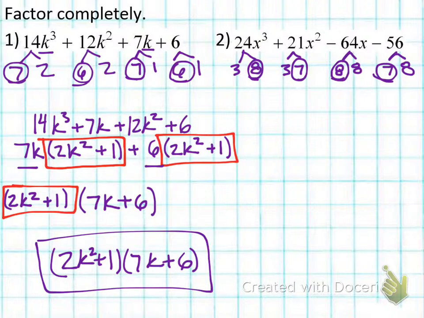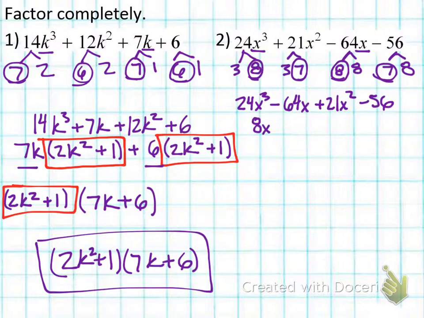Okay, I'm going to rewrite this with the terms with an 8 first. I notice they also have an x in common, so I'll keep that in mind as I move forward. First, I'm just going to rewrite this. So I have 24x cubed minus 64x plus 21x squared minus 56. In the first two terms, I have that 8 in common and the x, remember I said? So I have 8x that I can factor out of those two.